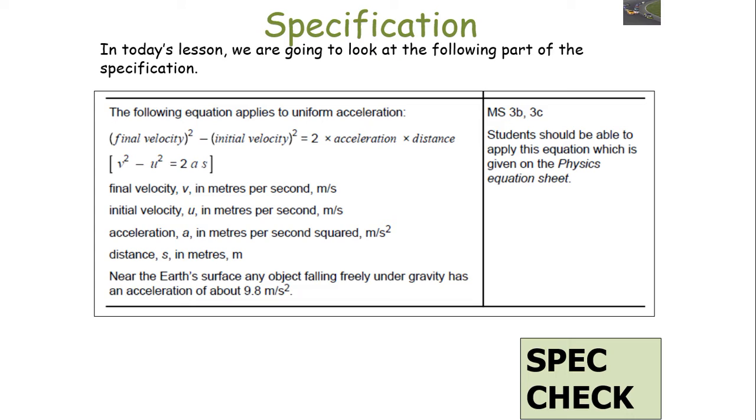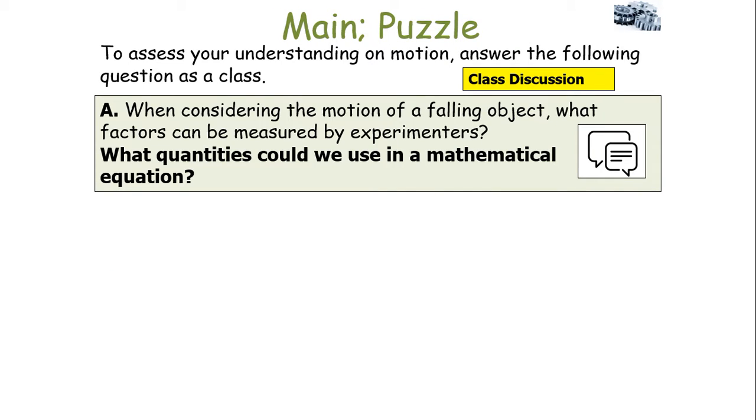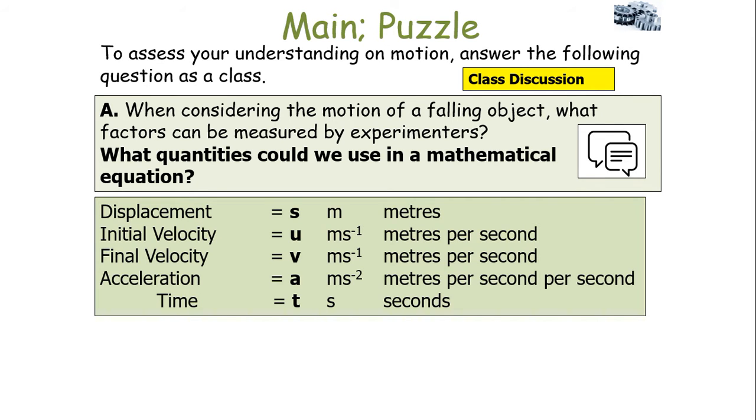Final velocity squared minus initial velocity squared equals 2 times acceleration times distance. So let's just have a think about this. When considering the motion of a fallen object, what quantities can be measured by experimenters? What could we use in a mathematical equation to detail the motion of a fallen object? Well, we can actually measure the following 5 particular quantities.